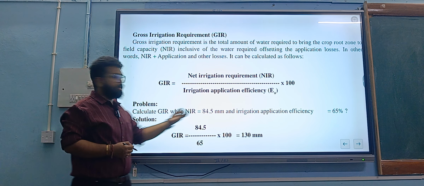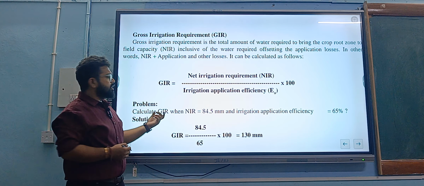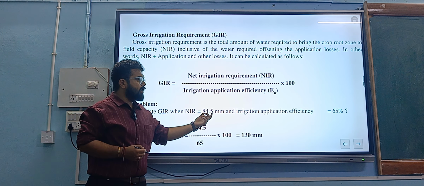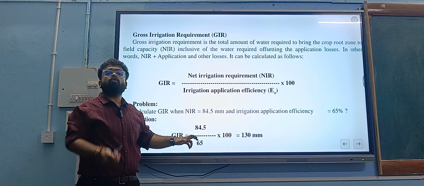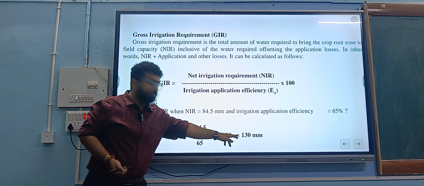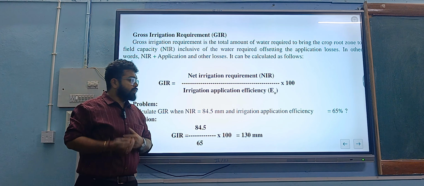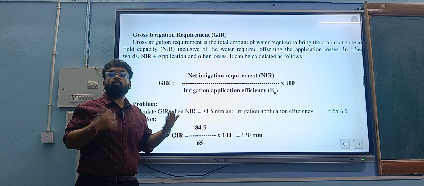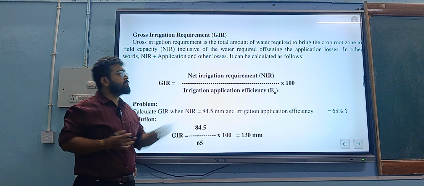A good example from the last problem: the net irrigation requirement of an irrigation system is 84.5 and the application efficiency is just 65. So how much extra water do you have to apply? It is 130 mm. If you subtract the net irrigation requirement, you will get around 40-50 mm of extra water you have to apply now to bring the soil to the field capacity condition.